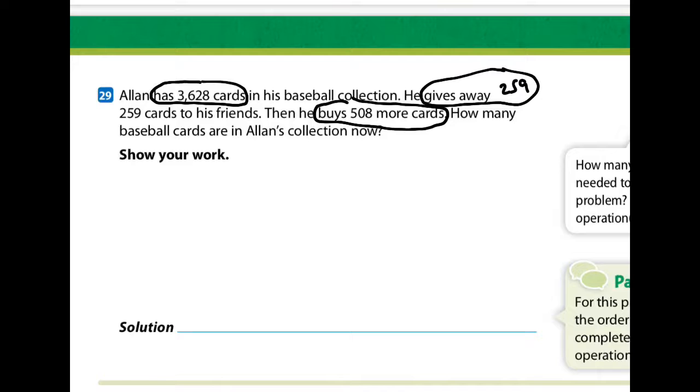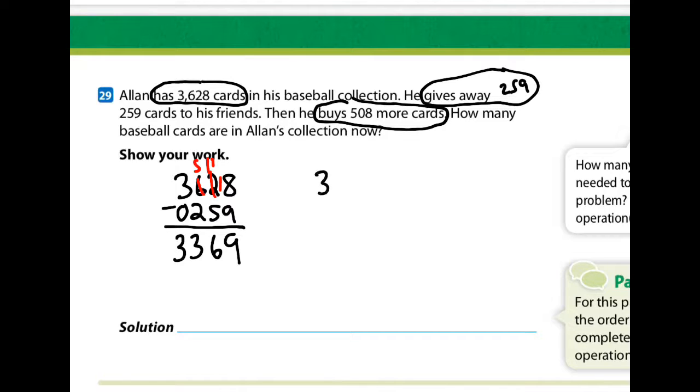So first thing, he has 3,628 cards, and he gives away 259. So that means subtract. So I can't do 8 minus 9, so I'm going to do some borrowing. I can do 18 minus 9, which is 9. I can't do 1 minus 5. Borrow. 11 minus 5 is 6. 5 minus 2 is 3, and 3 minus 0 is 3. So after he gives away 259 cards, he now has 3,369 cards left.